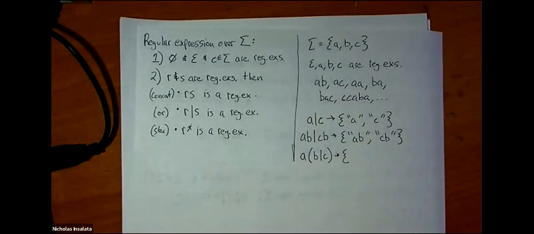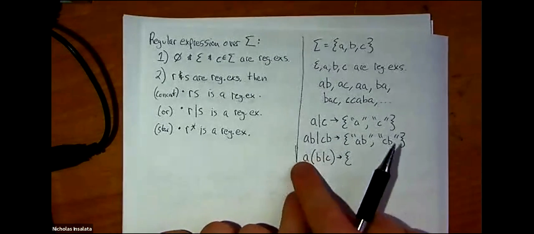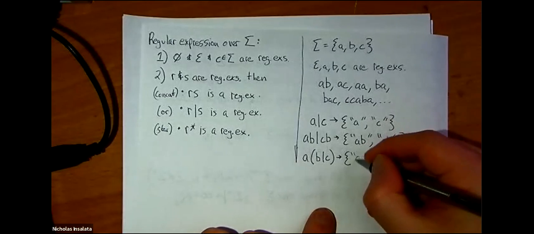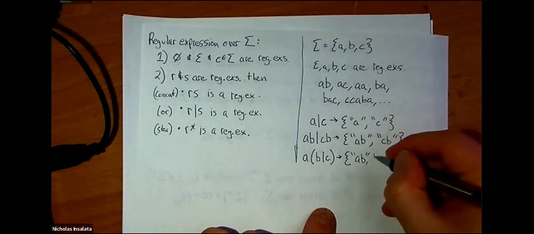What language would that give us? Any guesses? Good, AB and AC, right? Because we have A concatenated with B, or A concatenated with C. So AB and AC.